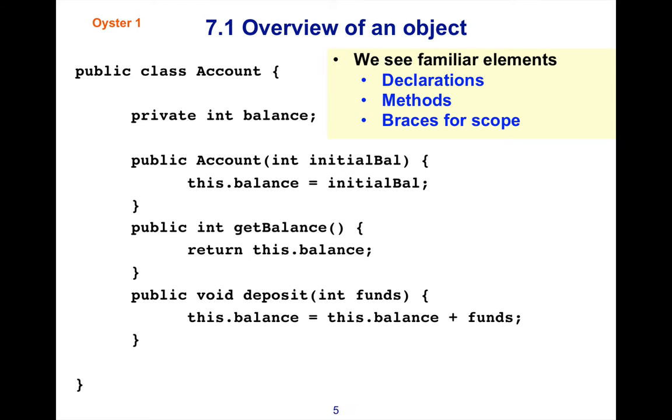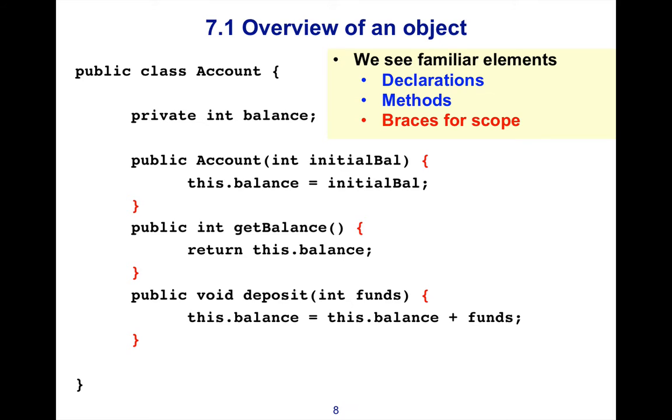And we don't understand everything we see before us quite yet, but looking at it, we see some very familiar elements. For example, we see declarations. We see that the initial balance is an integer. We see that funds is an integer. So we see some familiar elements. Get balance looks like a method. In fact, it is a method. It just doesn't have the word static in front of it. And we see the familiar braces for packaging and scope. So even though there are some new things here, they're built out of some elements, at least, that are already familiar to us.